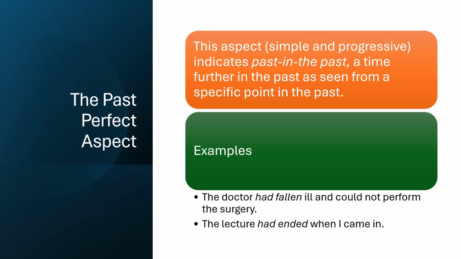So had shows that the action was completed and it was already in a past that was even past of the past. So, the doctor had fallen ill and could not perform the surgery. So sometime in the past, the doctor became ill, and for this reason, he could not perform the surgery. It's even possible he had become well now, but at the time he fell ill, he could not perform the surgery. So that's why you see had. If you say he has fallen ill, it may mean that he is still ill, but now the doctor had fallen ill. So that means sometime in the past, and that is the reason why he could not do the surgery. Then, the lecture had ended when I came in. Now in this case, probably you were planning to attend the lecture, but by the time you came in, the lecturer was long gone, and it had long ended, and so probably you did not even meet your classmates. This is what you have in this kind of case.